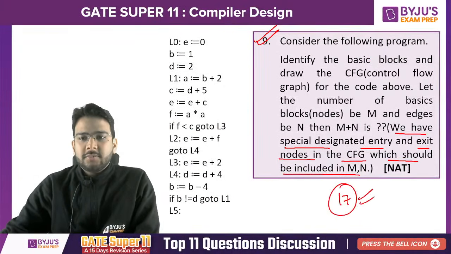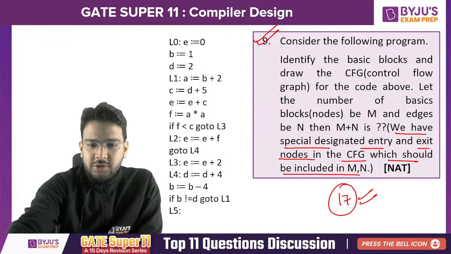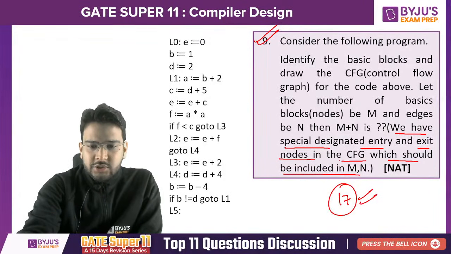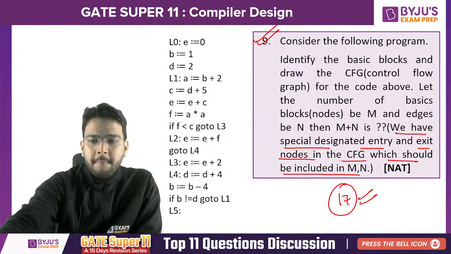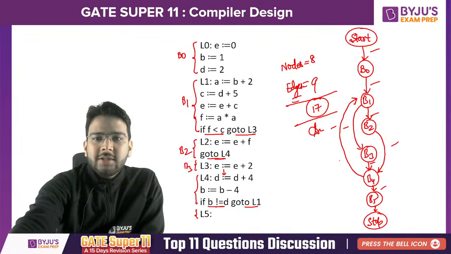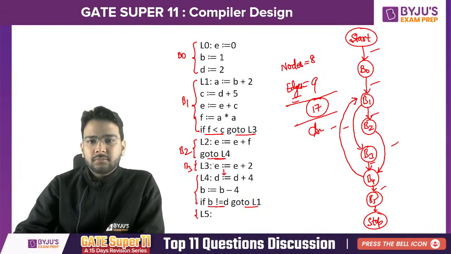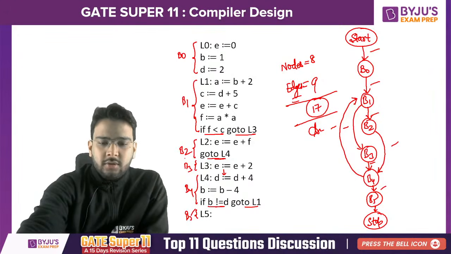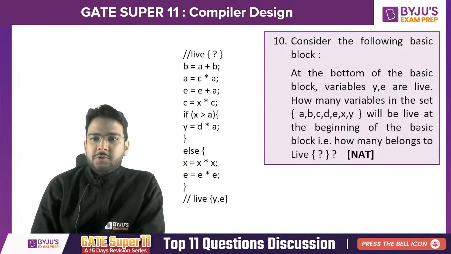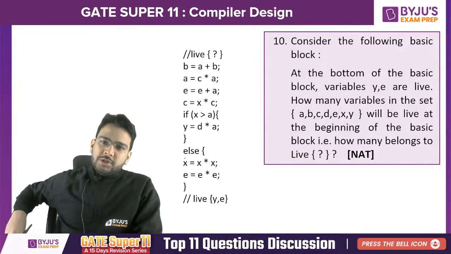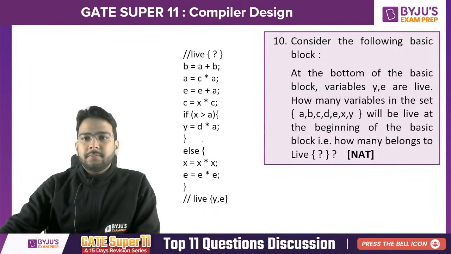17 is the answer. Very good, Chandan and Raja, and who else got the correct answer? Only these students. Okay. So is it clear, everyone? 17 will be the answer. If you have any doubt, you can ask. You can write here, this is B4 and this is B5. Fine.